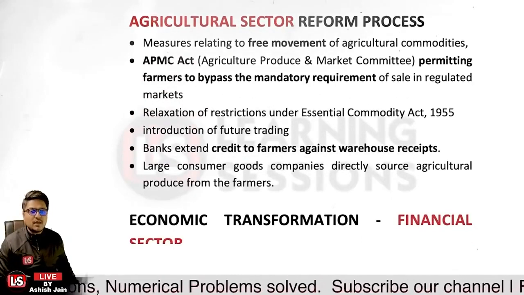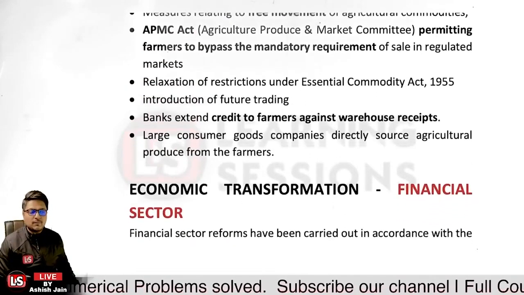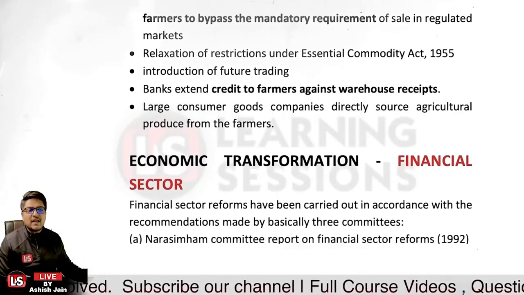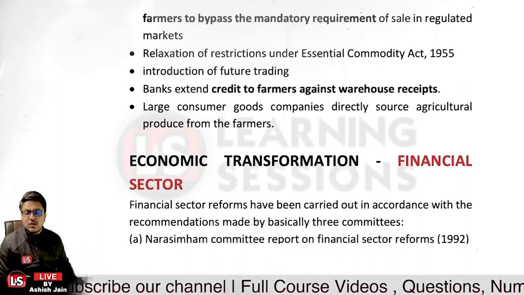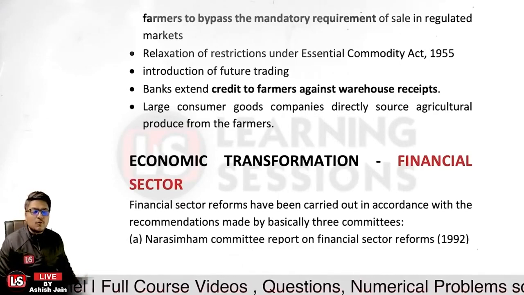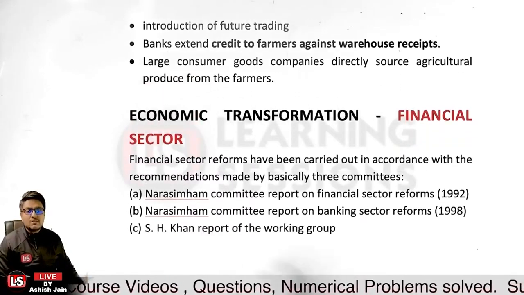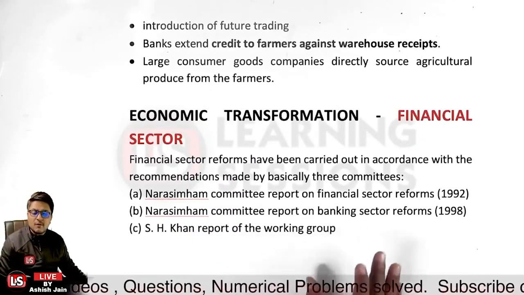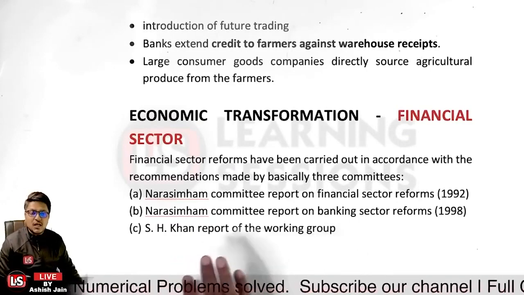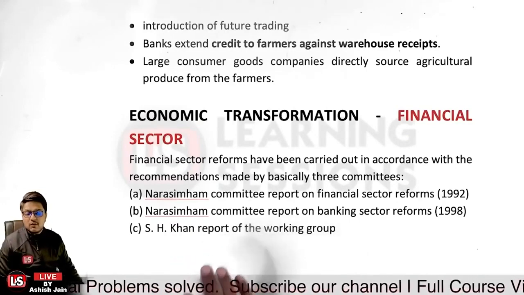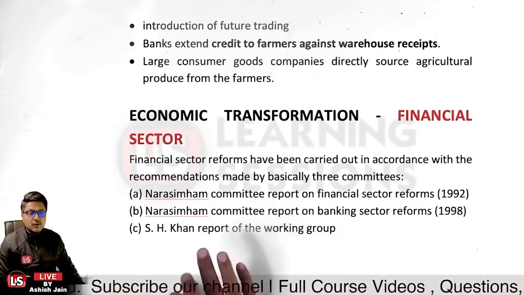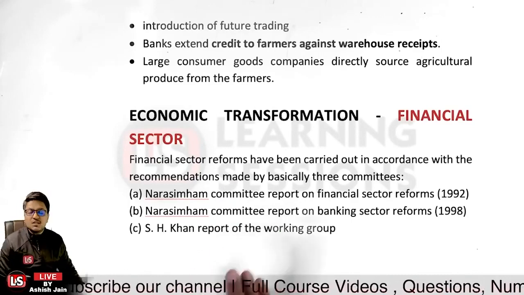Now let's have a look at the economic transformation related to the financial sector. Financial sector reforms have been carried out in accordance with the recommendations. There were 3 committees and working groups by which the recommendations were given. This was the Narasimhan Committee report on financial sector reforms in 1992 and the Narasimhan Committee report on banking sector reforms in 1998. And further, there was a working group under the chairmanship of S.H. Khan, and the report was submitted. The financial sector reforms were in accordance with the recommendations of these working groups and committees.